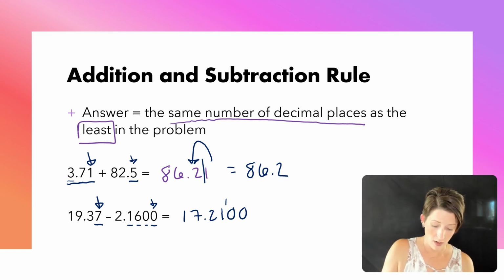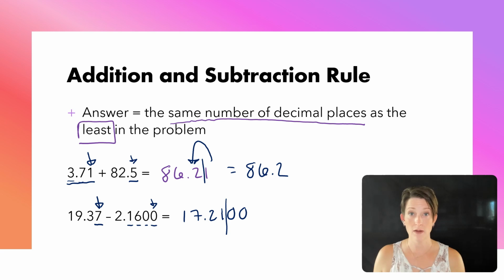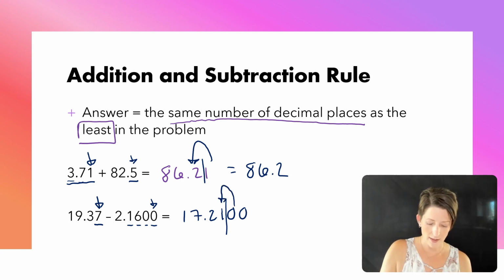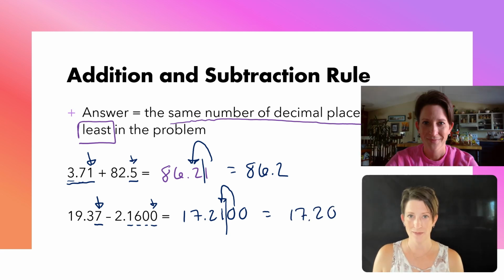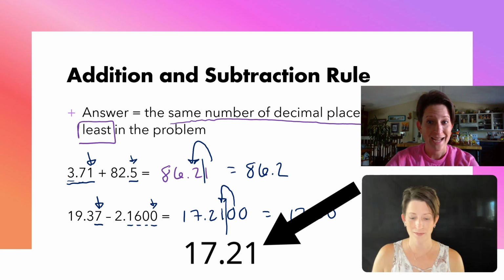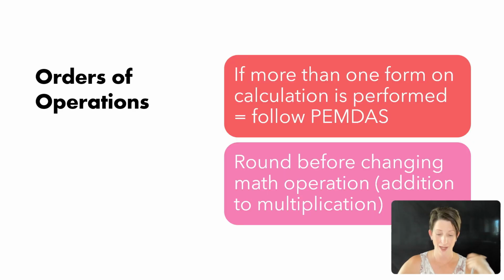Therefore, we can only have two decimal places within this value. The 0 does not cause that 1 to increase, so our final answer is 17.20. I'm not perfect. I made a mistake. For some reason, I dropped the 1, and so the answer should be 17.21.